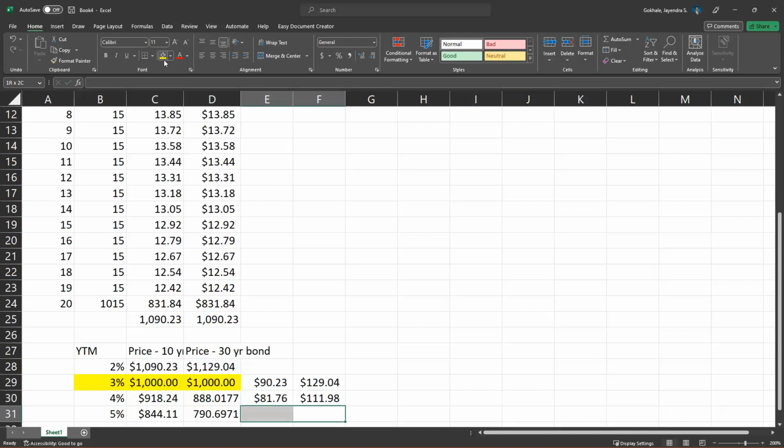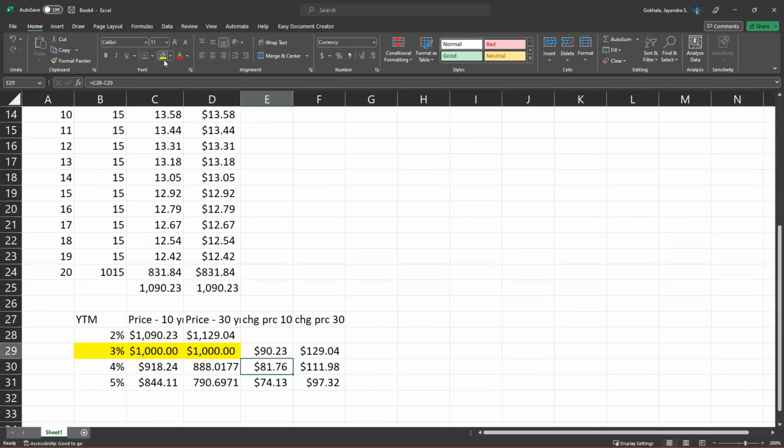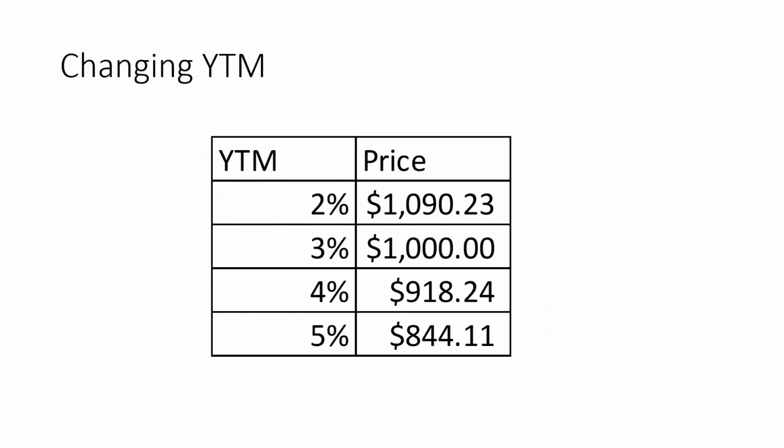So on the left is the change in price for the 10-year bond. So change price 10 and change price 30. Notice how the 30-year bond always is winning over the 10-year bond. The changes in price of the 30-year bond are much more volatile or fluctuating higher as compared to the 10-year bond. That's a very profound implication too. So what have we seen so far?